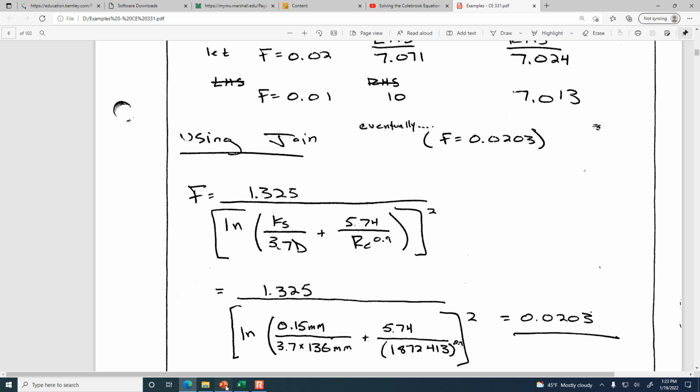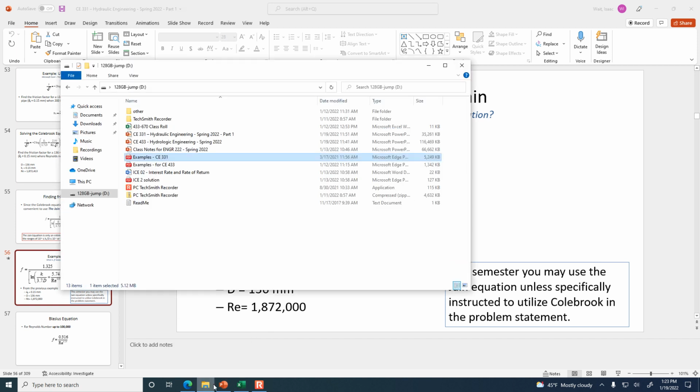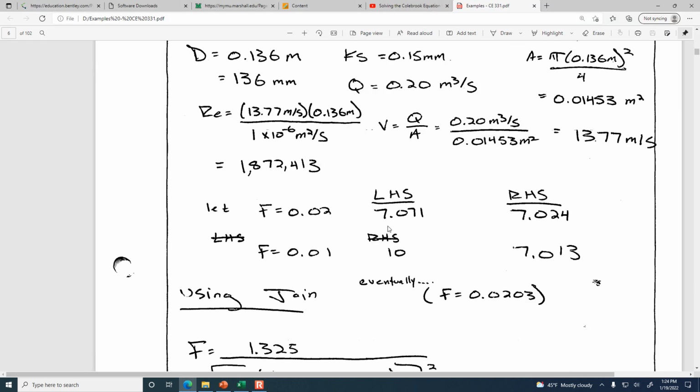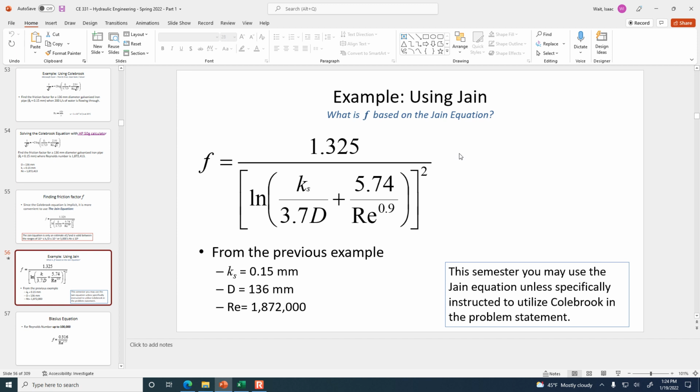So as it says on the slide, you can use the Jain equation on problems unless I specifically tell you to use the Colebrook equation. And if I'm saying to use the Colebrook equation, what you ought to do is show iteration, like the setup of the left-hand side of the equation, the right-hand side of the equation, what the substitutions were, and eventually what you got coming out of that. Or you could just include a spreadsheet setup like this one, but I don't even think that's going to apply. I think we'll just go with the Jain equation. It's a good one. It's accurate.